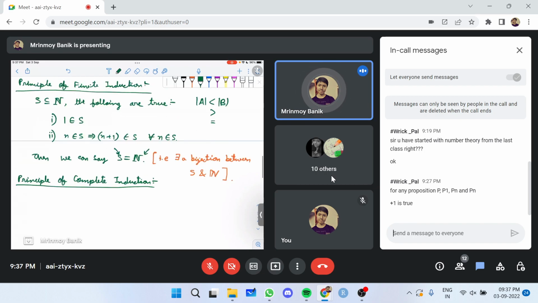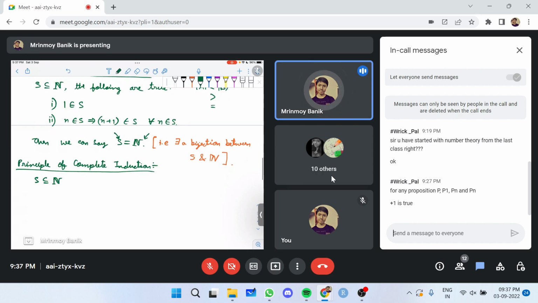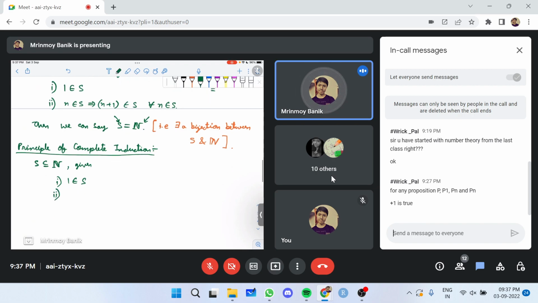The principle of complete induction, also sometimes known as the principle of induction, strong form, has the same assumptions on S. S is a subset of natural numbers, and we want to check whether or not S is equal to N. Given 1 is inside S, instead of assuming n inside S implies n plus 1 is inside S, we have a much stronger assumption: 1, 2, 3 up till n, this whole thing is a subset of S, then that implies n plus 1 is inside S, for all n in S.